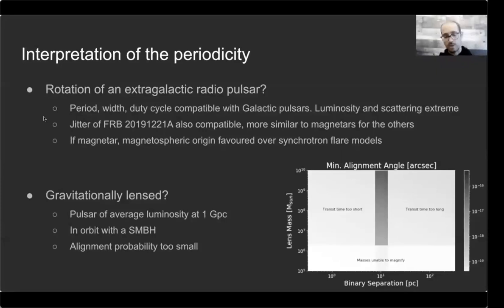If this fast radio burst was emitted by a magnetar, we think that the periodicity favors a magnetospheric origin of the burst as opposed to synchrotron flare models. In fact, the latter class of models wouldn't be excluded by this periodicity, but would certainly require ad hoc assumptions. We explore one scenario in which a pulsar of average luminosity is at a distance of 1 gigaparsec, which is the distance estimated from the dispersion measure of the first fast radio burst. A similar pulsar could be observed from Earth.